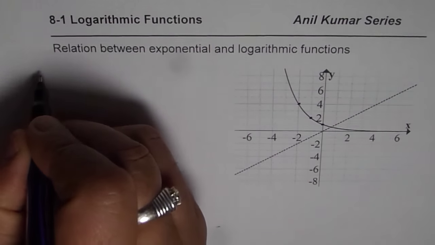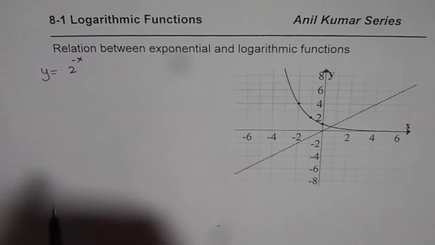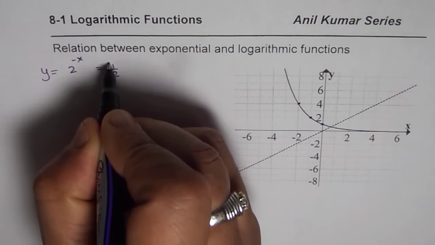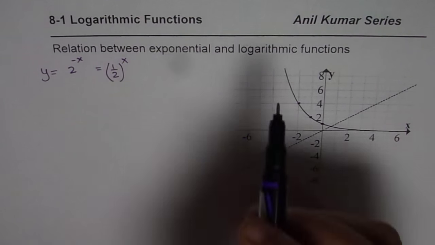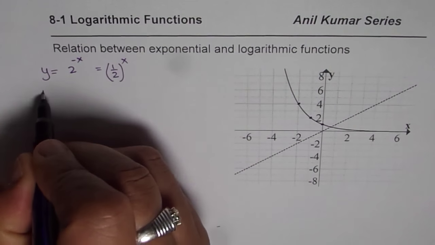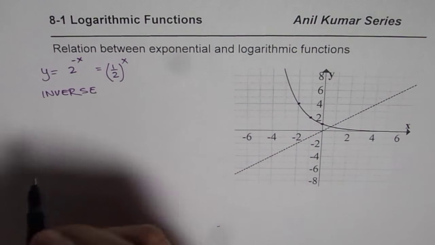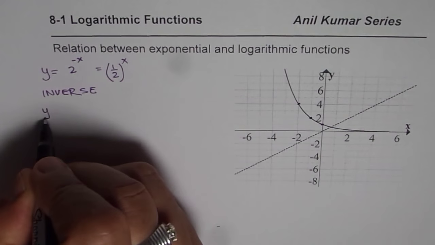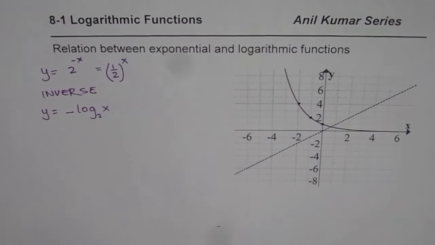So what we really get here is an exponential function which is 2 to the power of minus x. At times you can also write this as half to the power of x. Both are the same thing. So that is the exponential function which we are discussing. And as you know, a logarithmic function is the inverse of an exponential function, right? So if I find the inverse of this function, we get the logarithmic function. The inverse of this function will be y equals minus log to the base 2 of x, correct? So that is how we could write the inverse of this function.